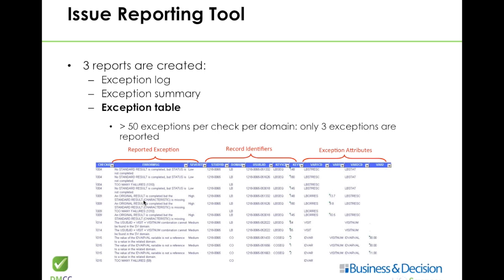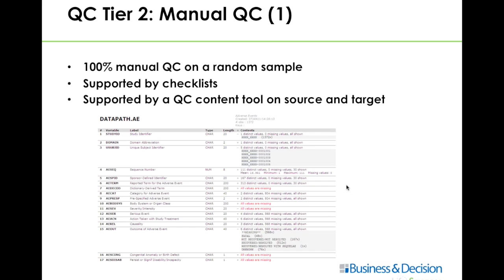So the tool generates an exception table which will really report any issues with compliance. So for example, here we've got an original result is completed, but the standard result is missing. And it will tell you exactly which domain, for which patient, which record the error is occurring. In addition, of course, we need to do a manual QC, and that is where that QC contents job that Peter showed you comes into play.